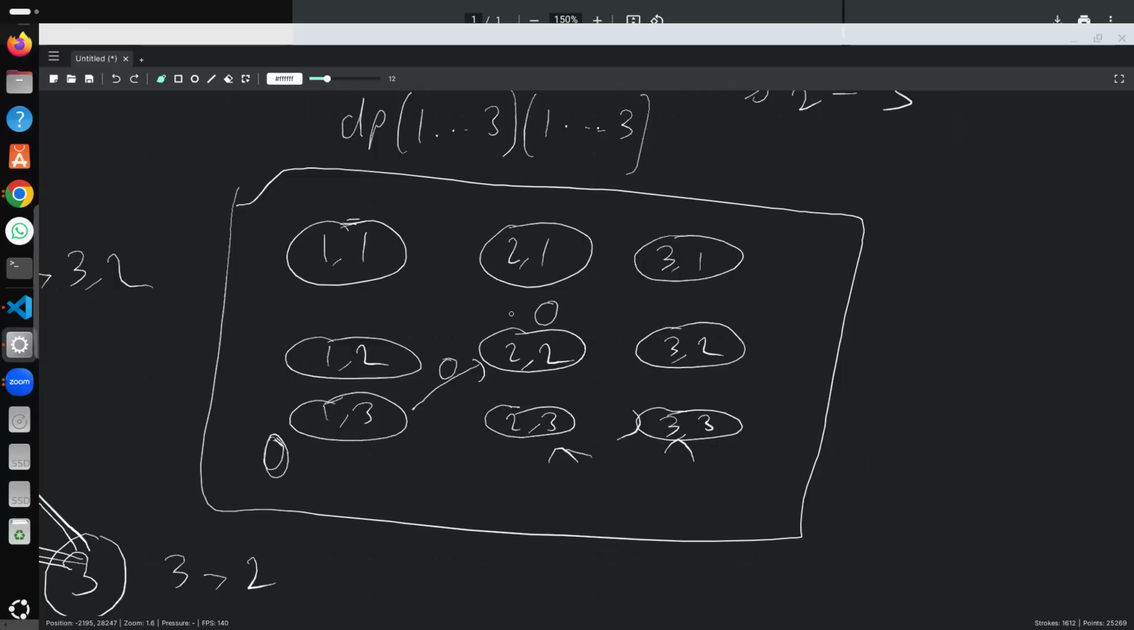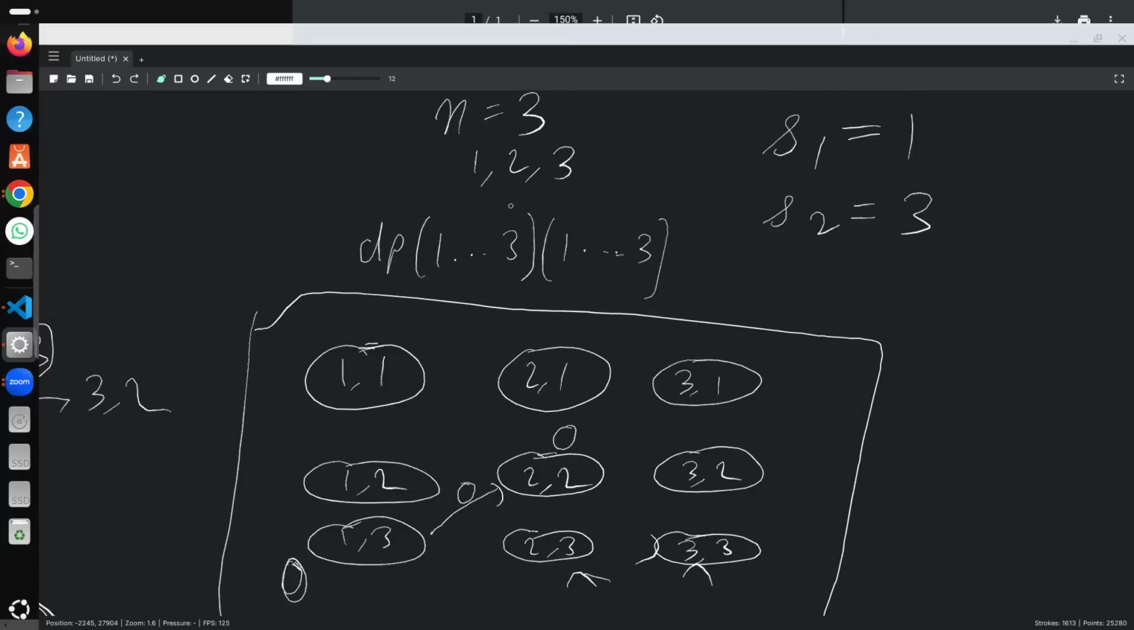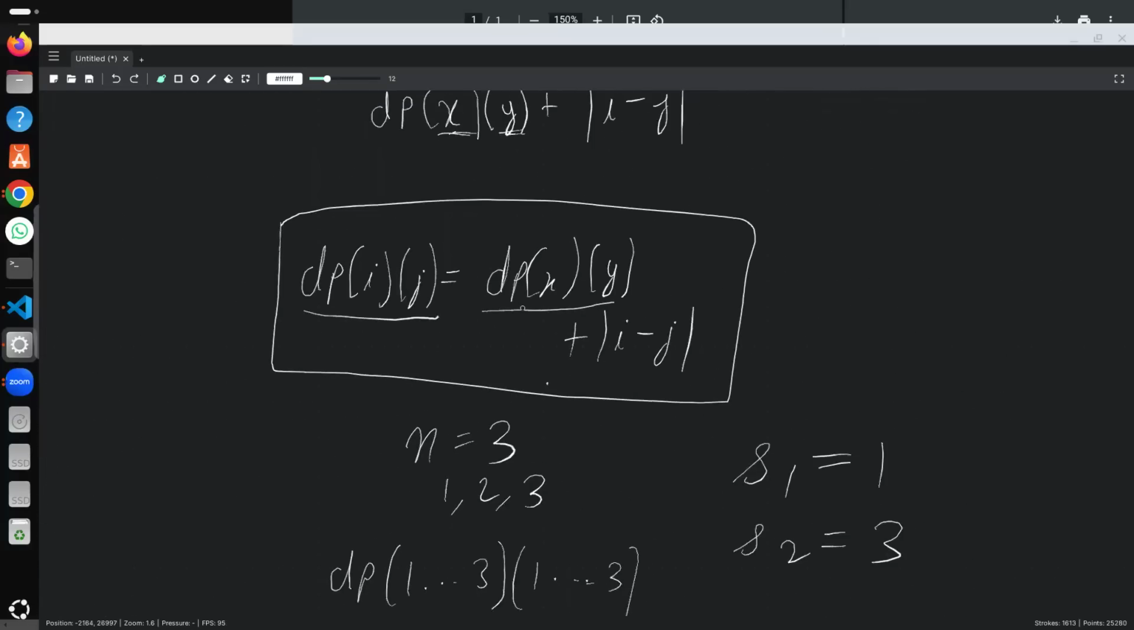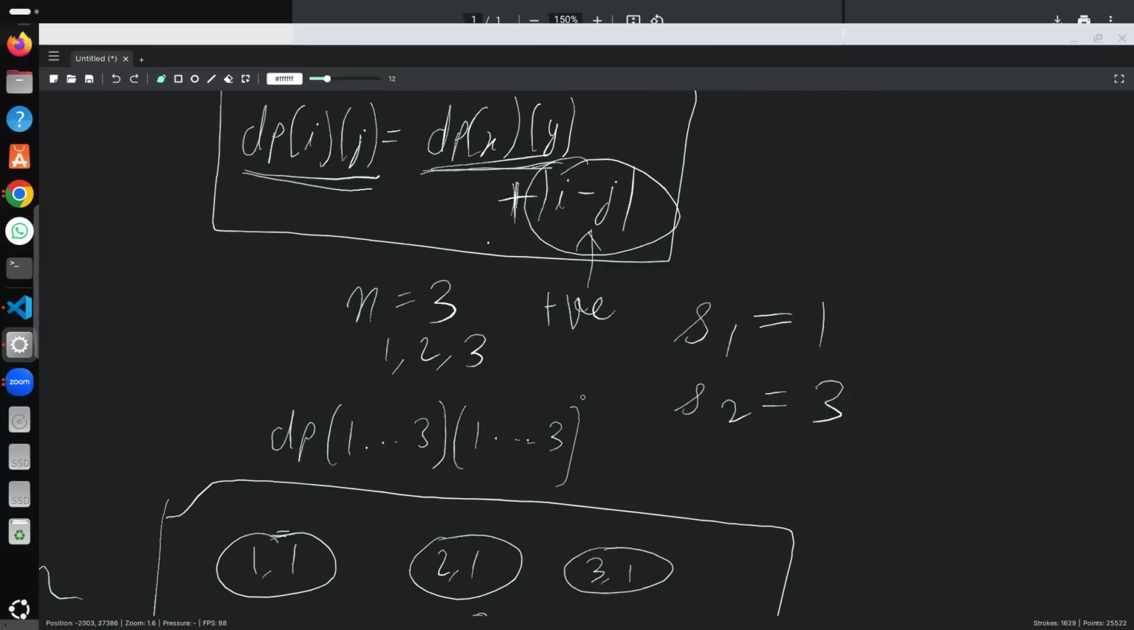So the cost for this node, like the DP for this, is 0. So actually you can apply Dijkstra here, because dp[i][j] equals dp[x][y] — we are coming to (i, j) from (x, y) and adding something. This is the edge weight, mod of i minus j. And since this is always positive, you can apply Dijkstra here.